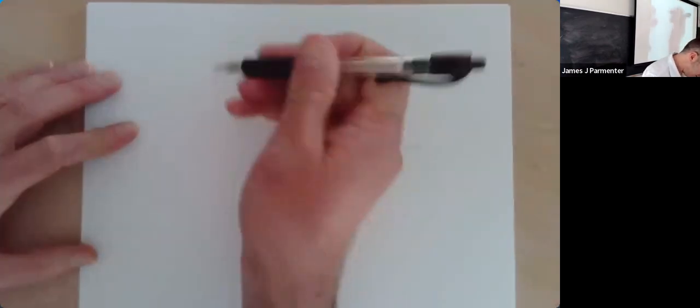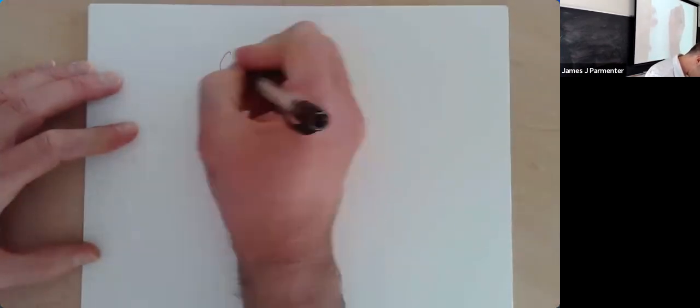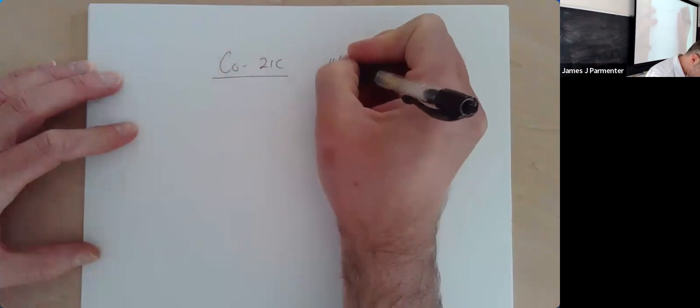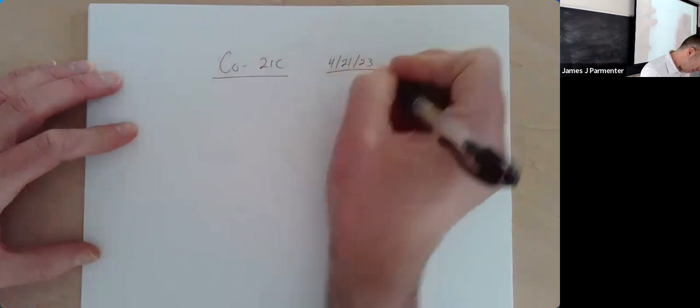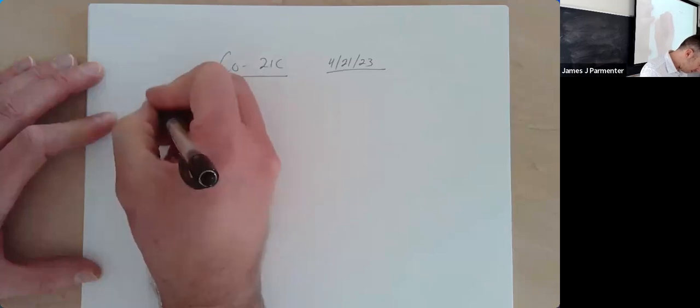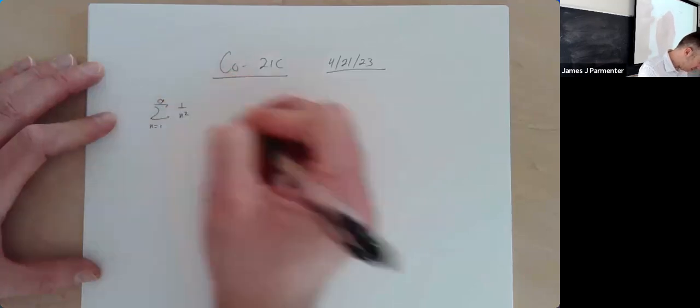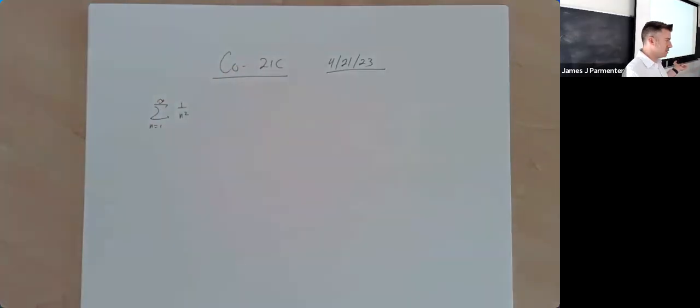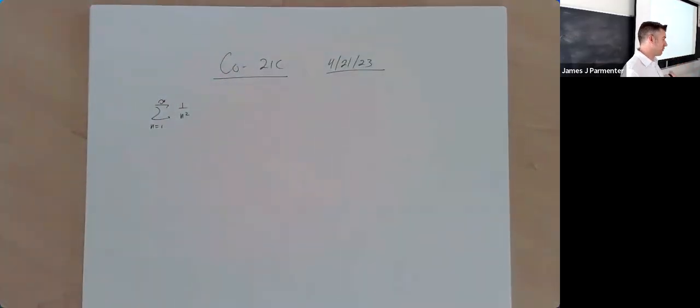I was doing this the other day. So I will mention here, today is April 21st. I will just point out that, for example, if you look at this series, n equals 1 to infinity of 1 over n squared, obviously convergent. We know it's convergent because it's a p series.